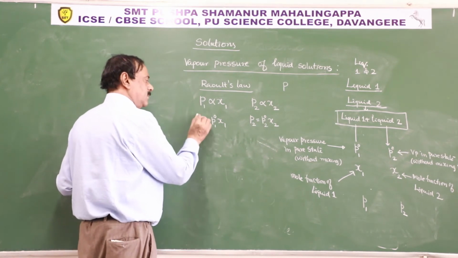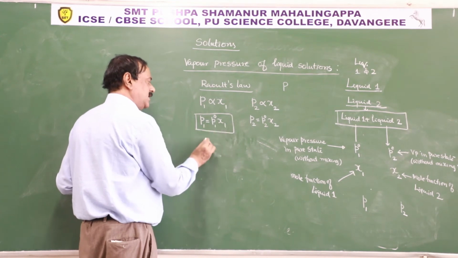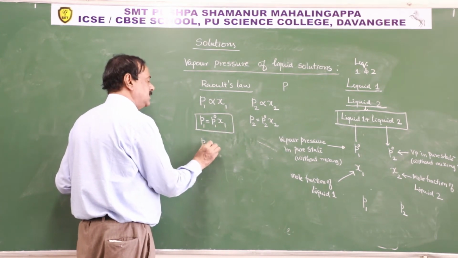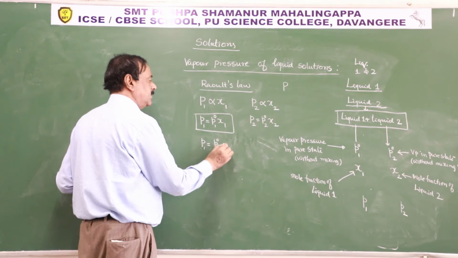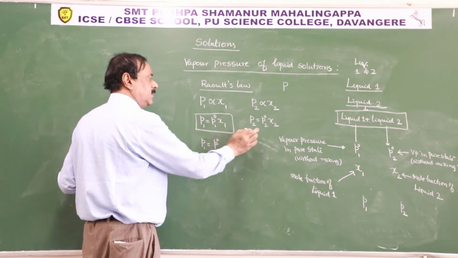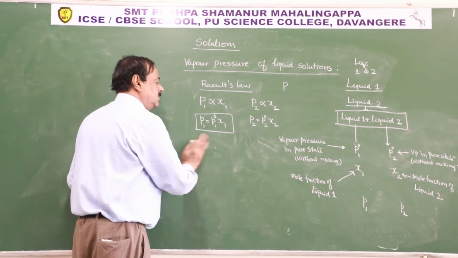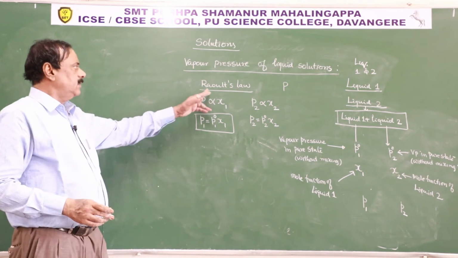Whereas if X1 is 1, therefore P1 is equal to P01. This is the mole fraction of liquid 1, and this is the mole fraction of liquid 2. Now, we will consider.